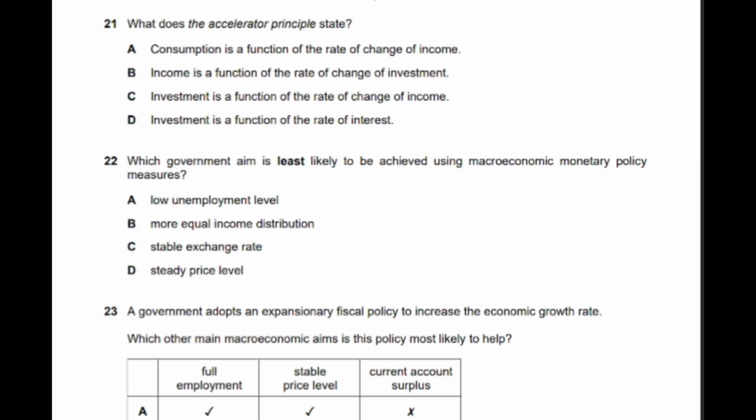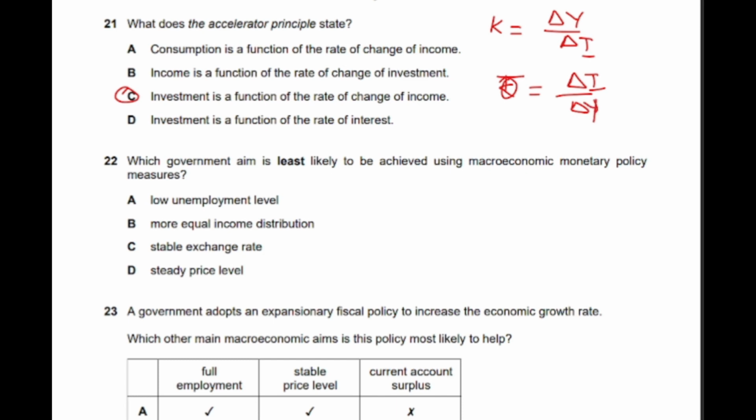Question number 21 is, what does the accelerator principle state? So option C is correct. Accelerator is opposite to the multiplier. Multiplier is denoted by K, and multiplier is change in income over change in investment. It means multiplier shows how much income will change due to change in investment, and accelerator is opposite to it. Like you can use this sign for the accelerator. Accelerator is equal to change in investment over change in income.